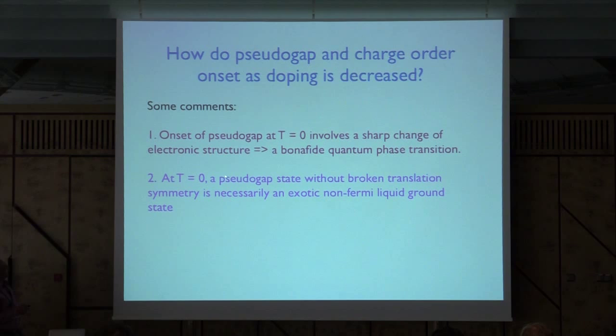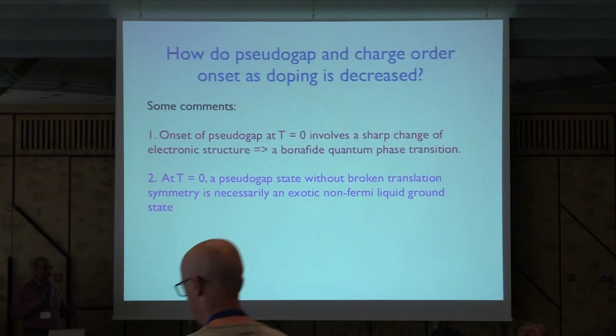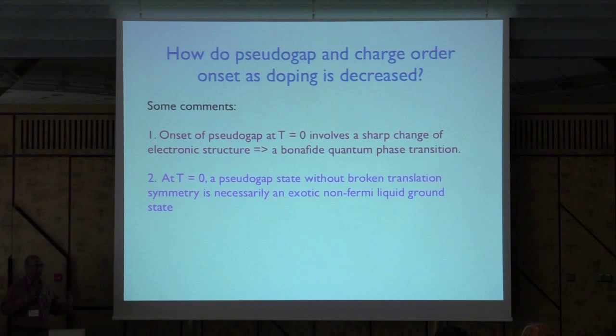The first is that, as you decrease the temperature, there's a lot of debate on whether the onset of the pseudogap is a phase transition or a crossover. For the longest time, people have believed that it's a crossover, but in the last 2 years, there have been some hints that maybe it's actually a phase transition. But that issue is somewhat moot at zero temperature, where it's clear that the onset of the pseudogap is necessarily a sharp phase transition, because you're changing the electronic structure of your system. And as we know from many, many examples, if you gap out some portions of your Fermi surface, that's a bona fide phase transition. It doesn't require any order parameter or anything like that. So at zero temperature, the onset of the pseudogap has to occur through a quantum phase transition.